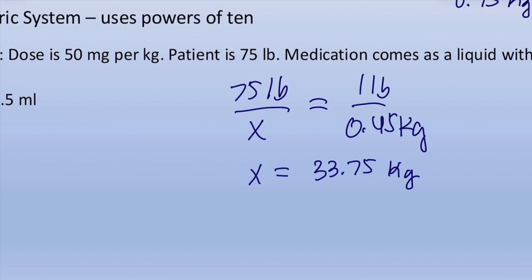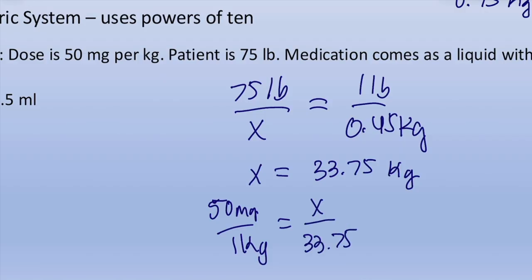We're going to give 50 milligrams per kilogram. So first, let's find out the dose. So if we're going to give 50 milligrams for 1 kilogram, how much are we going to give for 33.75? And logically, you can see cross multiply. Okay, so 50 times 33.75 is 1,687.5. Okay.